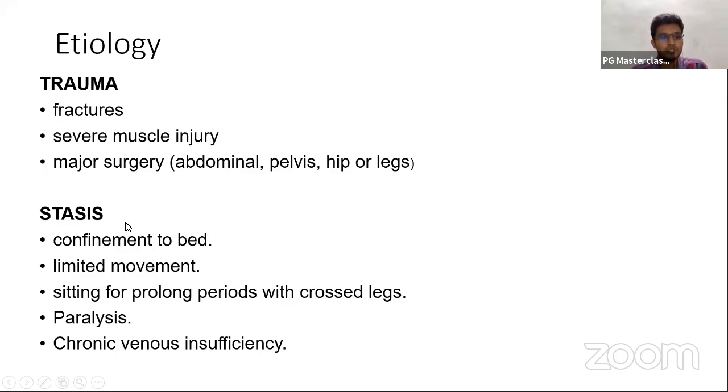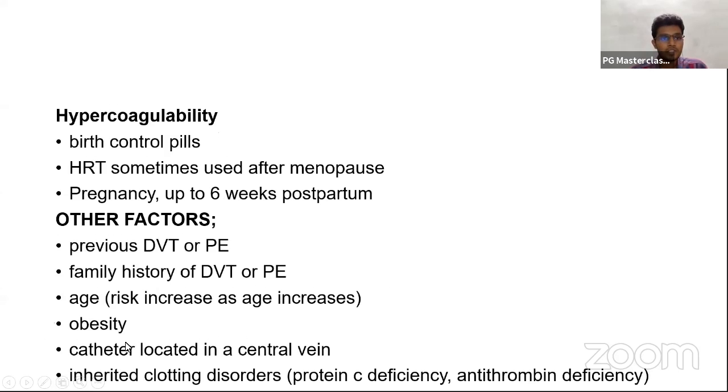Stasis of blood, which occurs when the patient is confined to bed, when the patient has limited movement, or is sitting for prolonged periods with crossed legs, or is on a long travel. Patients who are paralyzed, either hemiplegia or total paralysis. Chronic venous insufficiency. And hypercoagulability states, like patients who are on birth control pills or hormone replacement therapy. Sometimes patients might be on hormone replacement therapy after menopause, and pregnant females up to 6 weeks postpartum.